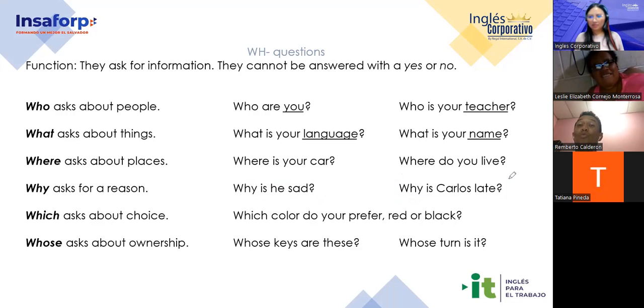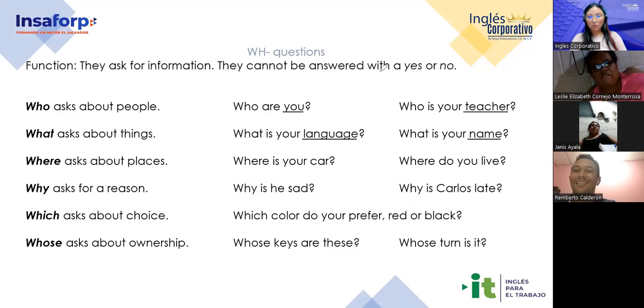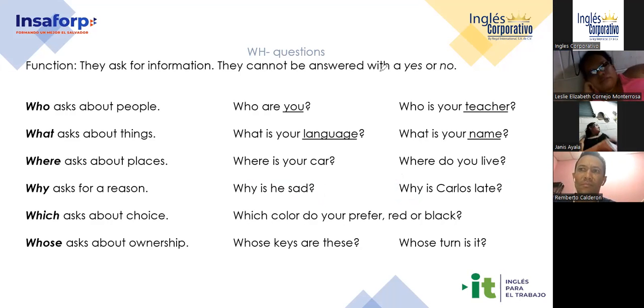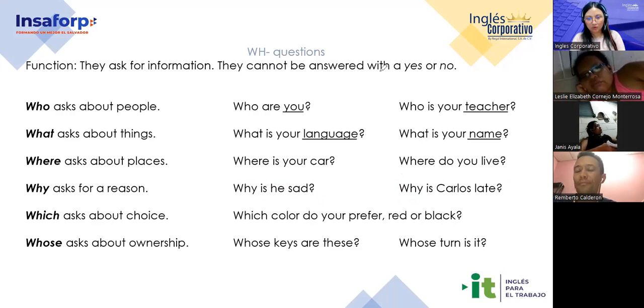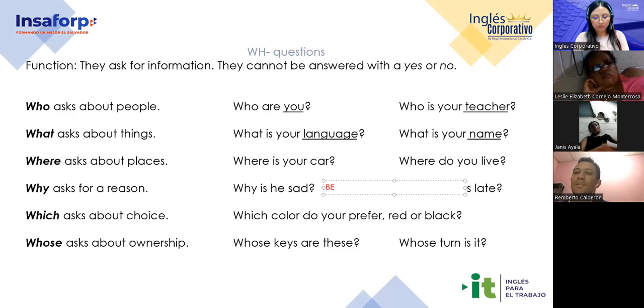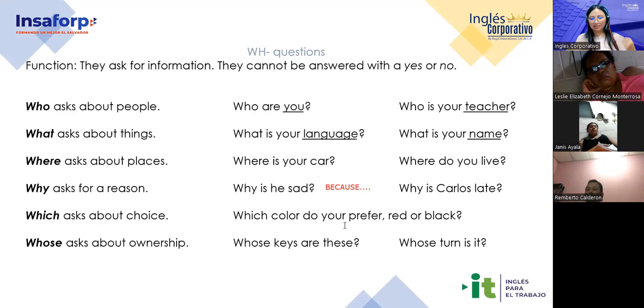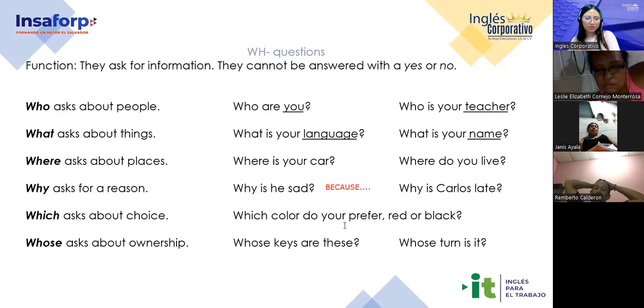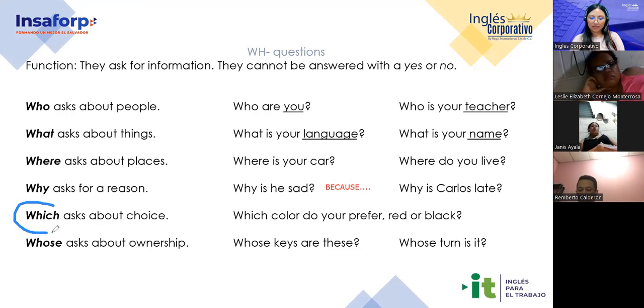Why is Carlos late? Siempre hay un enlace de palabras. Si yo pregunto con why, ¿por qué? Siempre casi el enlace o la respuesta inicia con la expresión siguiente. Because. Van enlazadas. It's a WH word with the expression because. Why is he sad? Because. Y luego dan la razón por la que, en este caso, él está triste. ¿Sí?